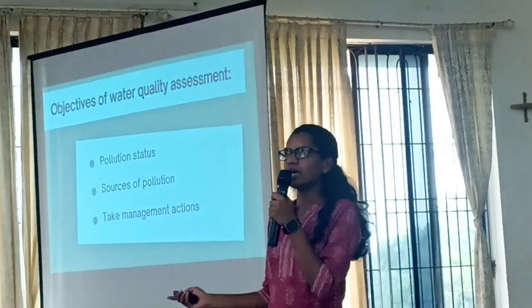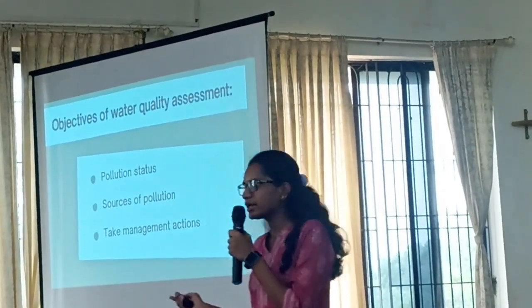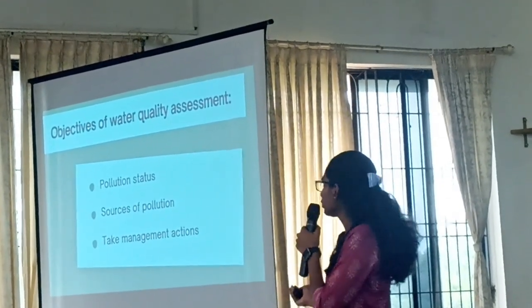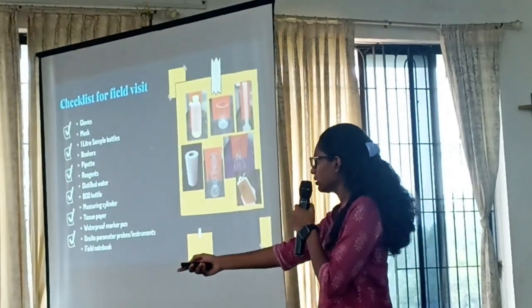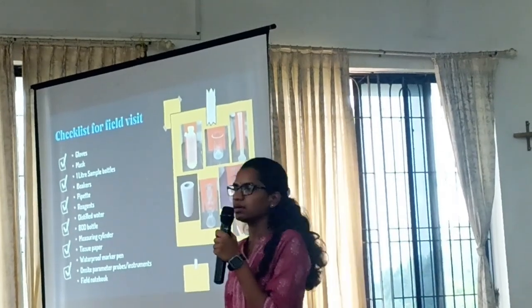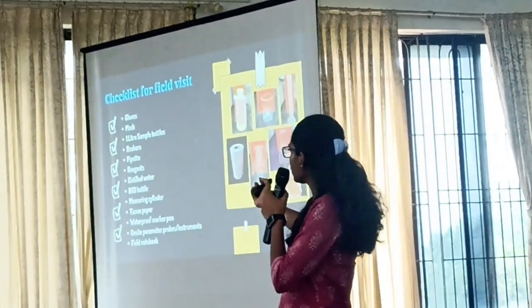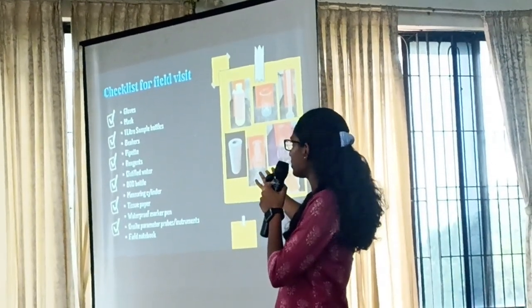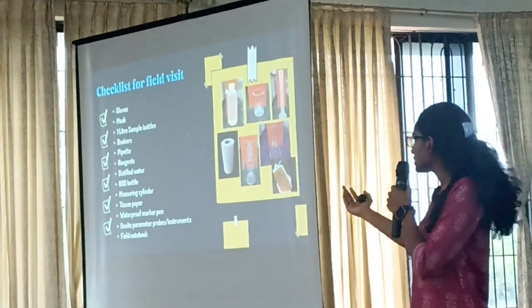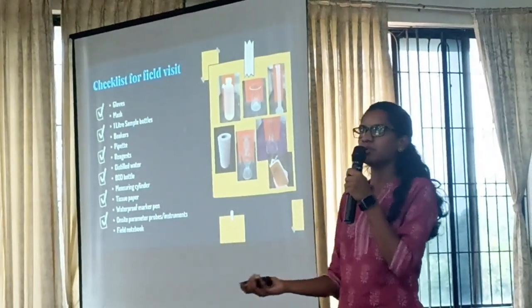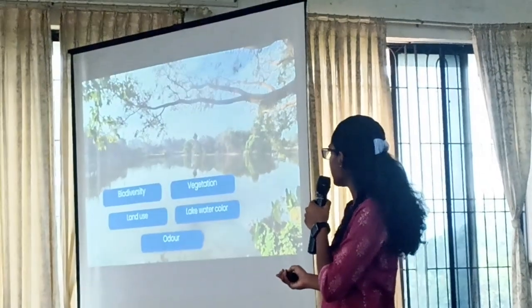So after we do the assessment, next we need to go and collect the water samples. Before collecting the samples, we will need a few things before we go for the field visit. These include gloves, masks, 1 liter sample bottles, beakers, reagents, distilled water, BOD bottles, on-site parameter probes and a field notebook. When you have all this, we will go for a field visit.